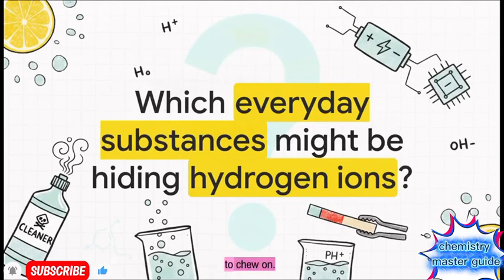I'm going to leave you with a thought to chew on. Now that you understand the fundamental chemistry of acids, take a look around your own house later today. What everyday substances might be hiding powerful hydrogen ions? What invisible acidic chemical reactions are happening right now in your kitchen?